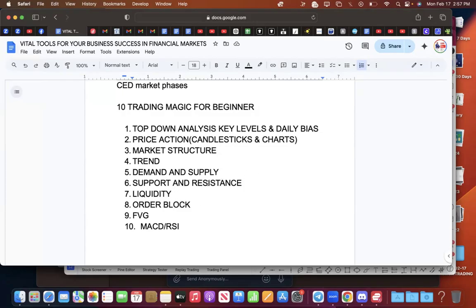So demand and supply zones are very important. People trade from one supply zone to a demand zone, so you can say it's a major key level. Where you have much selling pressure, it's said to be a supply zone.